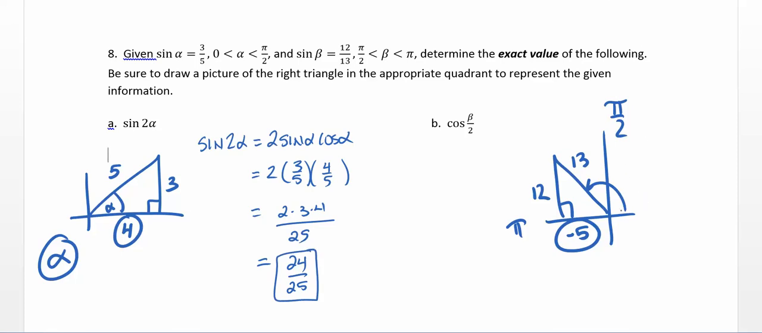So for part B then, if I have cosine beta over 2, this is going to be plus or minus the square root of 1 plus cosine beta all divided by 2, which in this case is going to be plus or minus the square root of 1 plus, if I look at the cosine of beta, that's going to be -5/13 all divided by 2. Let me move this down so I can do a little bit more work here.